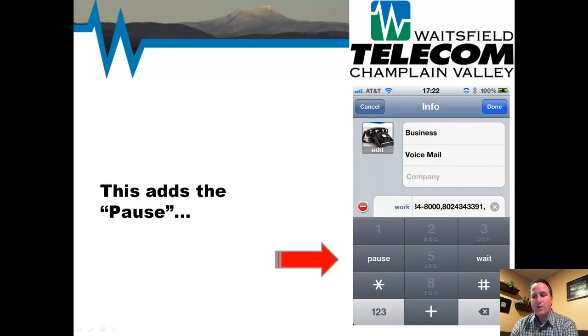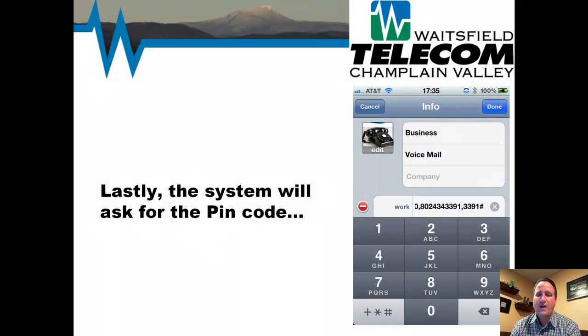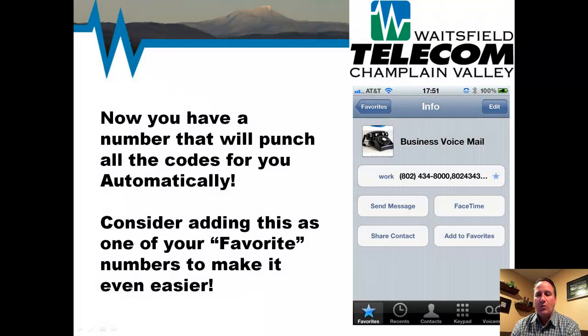We do it the same way. We hit that wildcard, hit the pause button. Now we have another comma at the end of that number. So we've added the local voicemail number, we've added the 10-digit phone number that it's asking for, and finally we have to add the PIN. The PIN code's easy. You put 3391 pound at the end of the PIN code, and voila, your system is set. Now you have a number that will punch all the codes for you automatically. And if you wanted to, you could make this a favorite in your iPhone contacts list to make it easier down the road, so it's always on your favorites list.